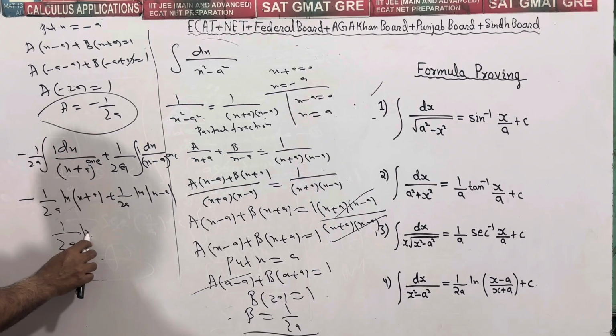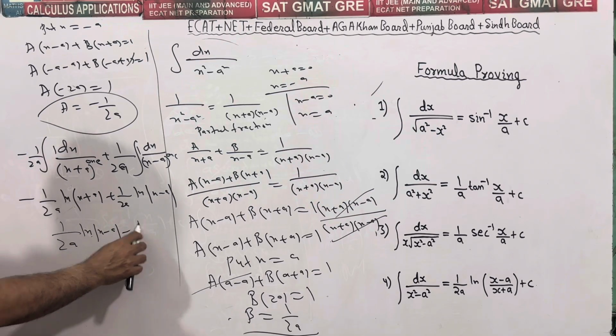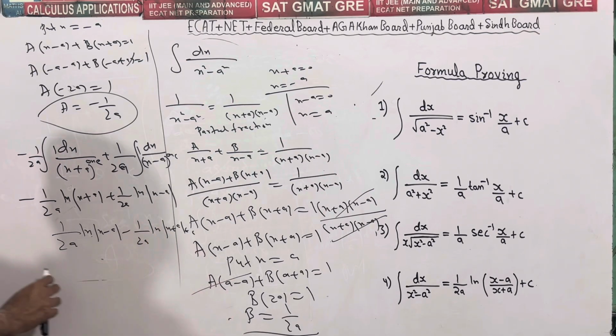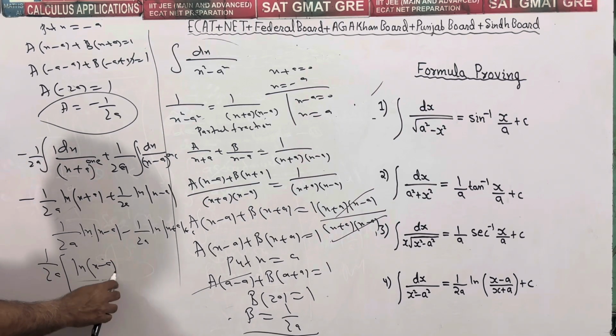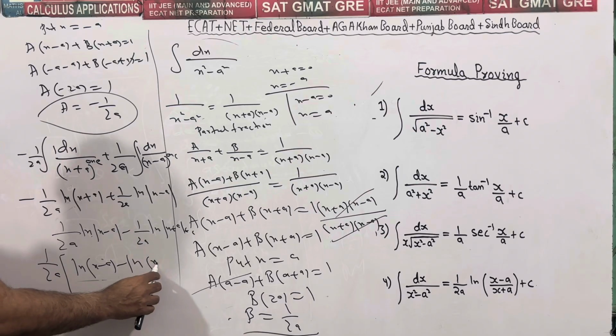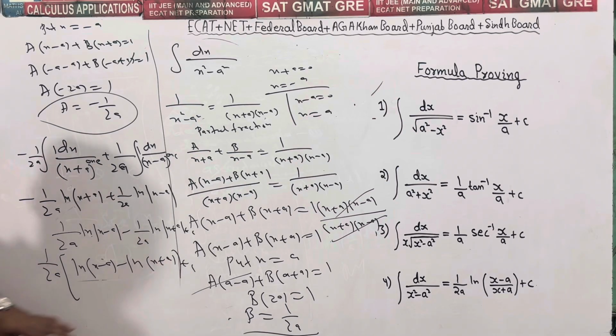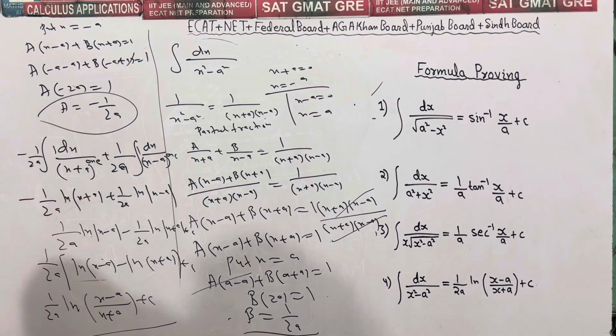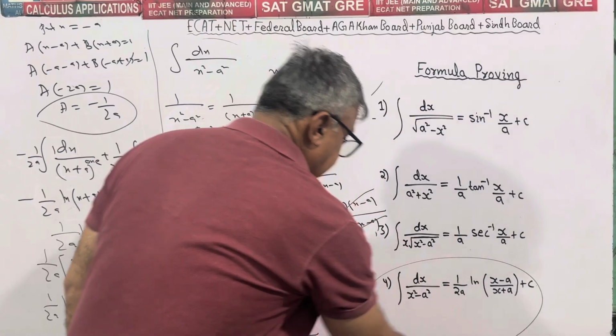After taking 1 upon 2a common, let me settle this thing. Write first the positive x minus a, then the negative x plus a, with 1 over 2a common. We have ln of x minus a minus ln of x plus a. Now utilizing the property of log, they can be merged in a single log, writing the minus as division: 1 upon 2a ln of x minus a over x plus a. That is the thing to be proved in that case.